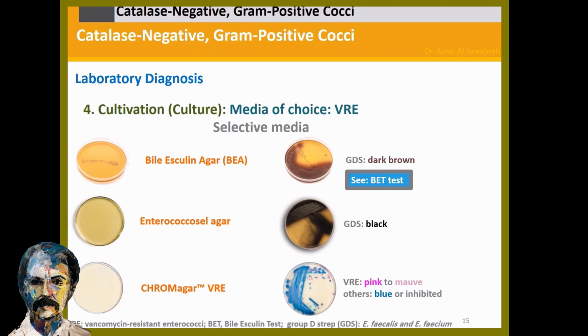Or again, the chrome agar solution. Companies made chrome agar only for enterococci, because there are some research labs that focus on enterococci. Others focus on staph. So if you are focusing on one bacteria in your lab, then chrome agar would be a nice solution. Here we have chrome agar VRE, which is vancomycin resistant enterococci. And look, it's pink to mauve if it's enterococci, and others are going to be blue. That's the idea. Just look at the color and that's all.